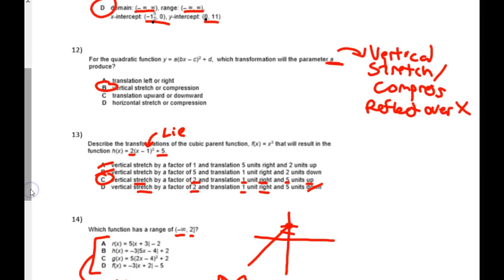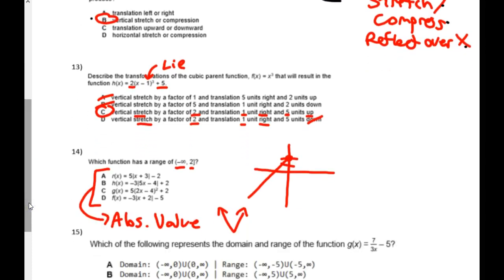On 12, A is a vertical stretch or compress, and it reflects over X. So the only answer that answers A would be B. Okay, down here, that 2 out front is a vertical stretch by a factor of 2. So we eliminated A and B.